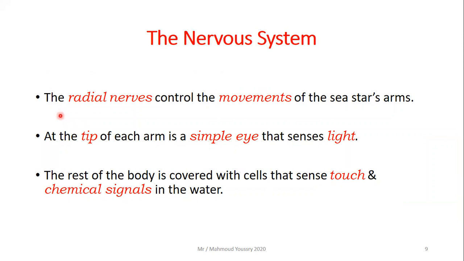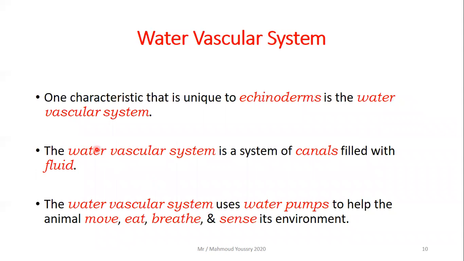The radial nerves control the movement of the sea star's arm. At the tip of each arm, there is a simple eye that senses light. So the simple eye senses only light. The rest of the body is covered with cells that sense touch and the chemical signals in the water.